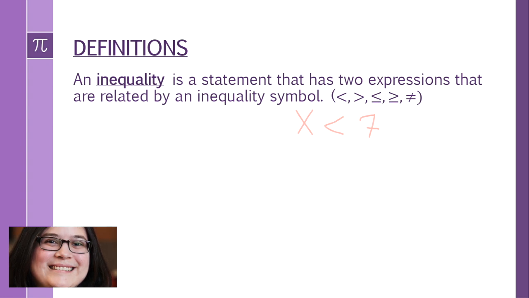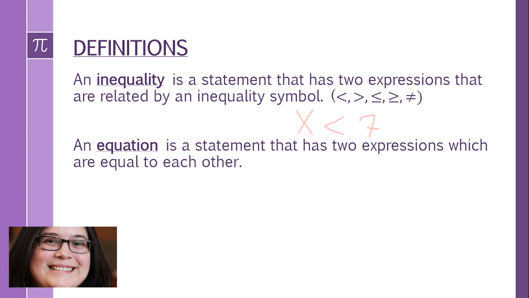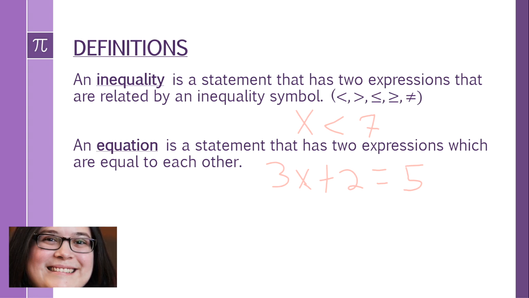Alrighty, now we're going to talk about the definition of an equation. An equation is a statement that has two expressions which are equal to each other. An example of an equation is 3x plus 2 equals 5. So as you notice, the difference between the inequality and equation is one of them has an inequality symbol and one of them has an equal sign. So just keep that in mind.